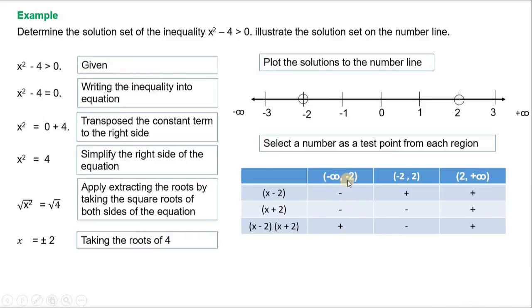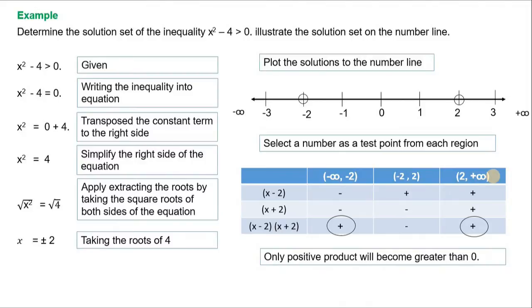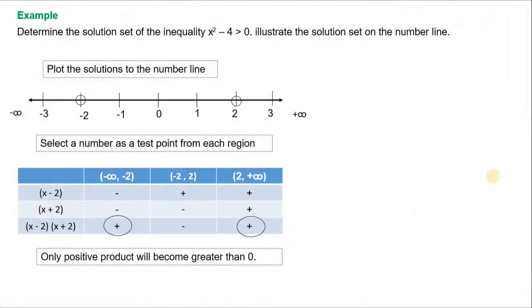Ibig sabihin, lahat ng number from negative 2 up to negative infinity and positive 2 up to positive infinity. Okay? So, yan, positive na dalawa ang ating kukunin, kasi greater than 0. Negative yung kukunin natin kapag less than 0. Okay? The only positive product will become greater than 0, as I have mentioned. Okay? So, ito yung ating solution kanina.